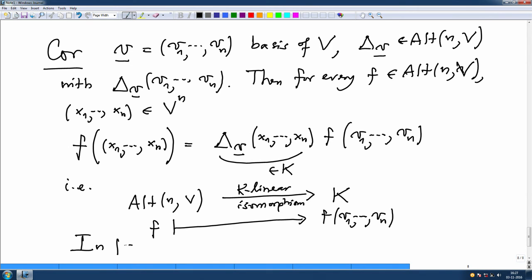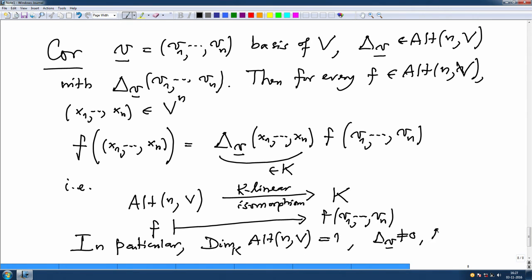In particular, the dimension of the alternating forms is 1, and once the dimension is 1, we know delta V, this form, is non-zero. So this must be a basis, and delta V is a basis of Alt^n V. And this formula is just proved the same way.